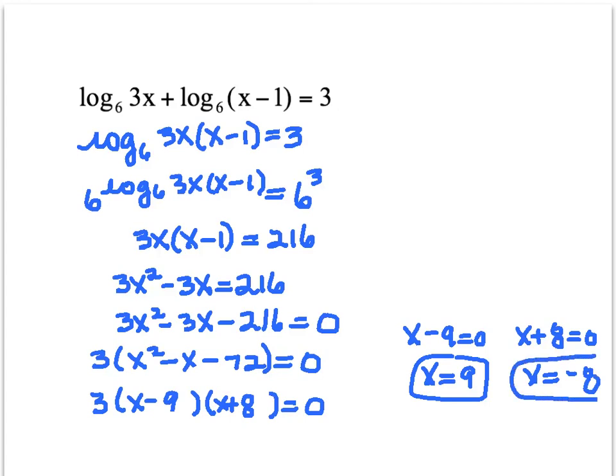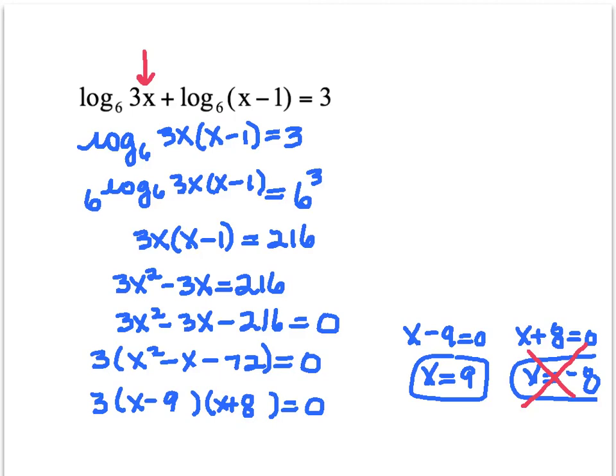Again, I need to go ahead and check and make sure that these are both going to work in the logarithms. And when I take the negative 8 and plug the negative 8 in for x, I can see that 3 times negative 8 gives me negative 24. And I know that the domain of a logarithm is greater than 0, and so the negative 8 is not going to be able to be used. It's an extraneous root. The solution that I do want to use is x being equal to 9.